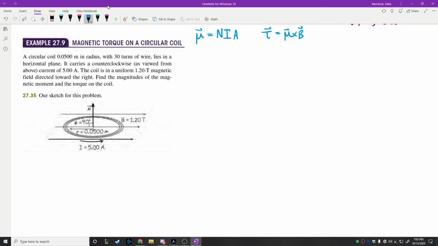A circular coil, 0.05 meters in radius with 30 turns of wire, lies in a horizontal plane. It carries a current of 5 amps, counterclockwise as viewed from above, so the current's kind of going like this. The coil is in a uniform 1.2 Tesla magnetic field directed toward the right. Find the magnitudes of the magnetic moment and the torque on the coil.